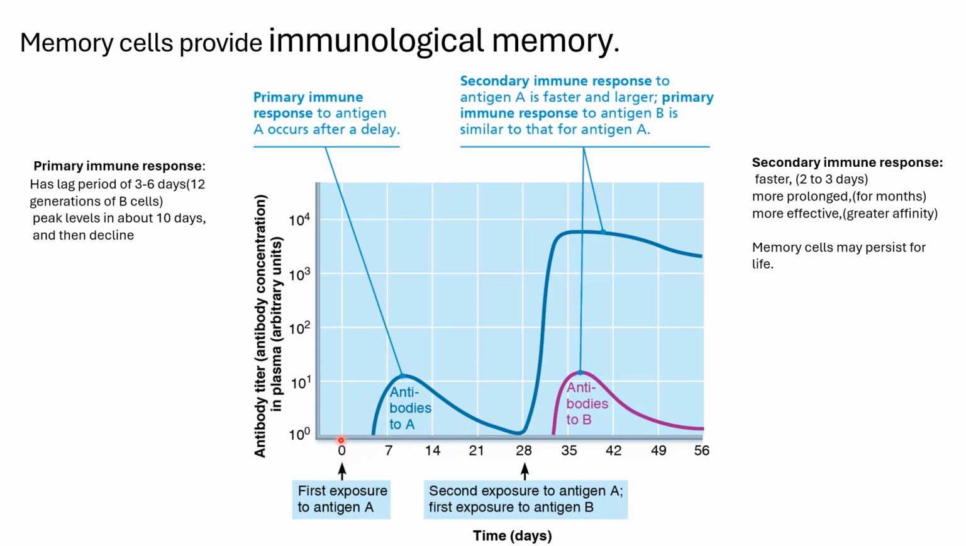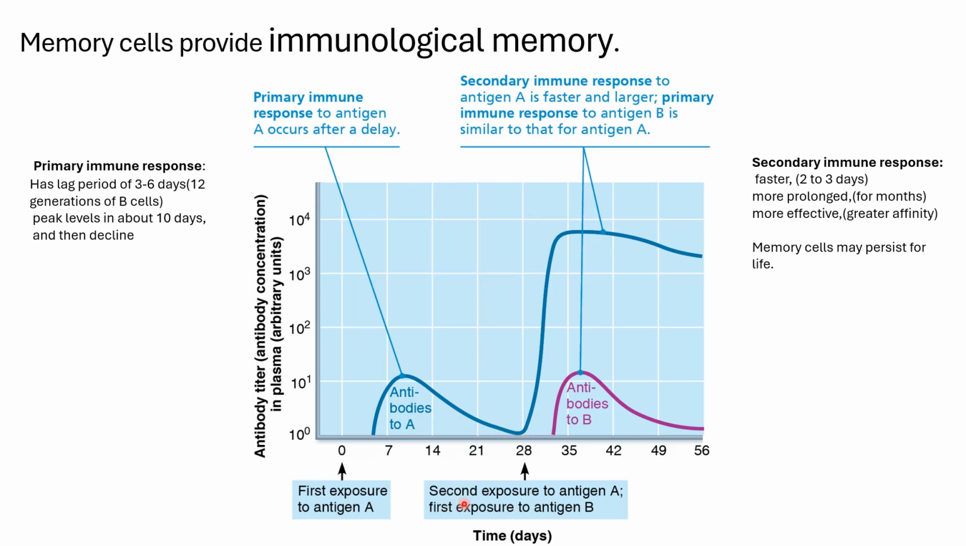First, at point 0, there was first exposure to the antigen A. Then about 3 to 6 days later, the antibodies started appearing in the blood, and at day 10 they were maximum. Then they started to decrease.